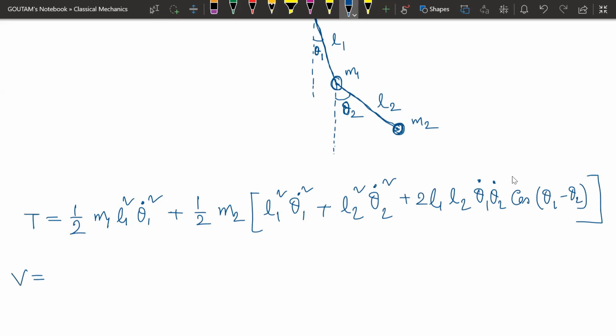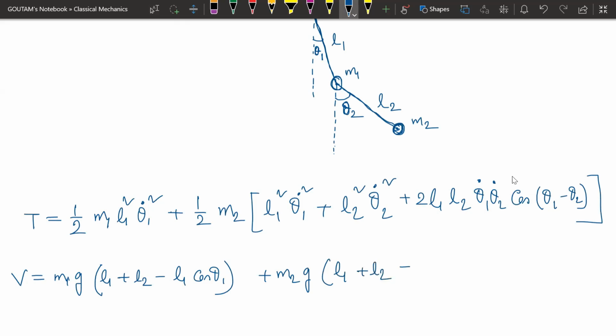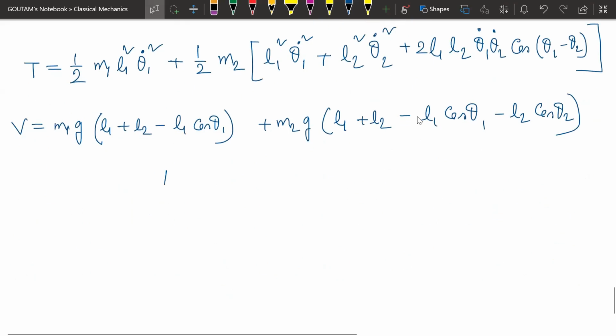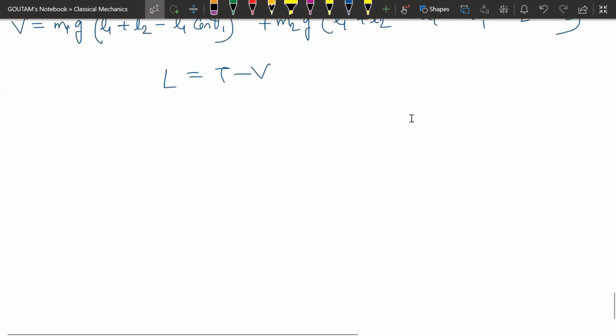And the potential energy will be M1 g times L1 plus L2 minus L1 cos theta 1, plus M2 g times L1 plus L2 minus L1 cos theta 1 minus L2 cos theta 2. So this will be the kinetic energy and potential energy. Then you need to find the Lagrangian by T minus V, and then solve the Lagrangian equation of motion.